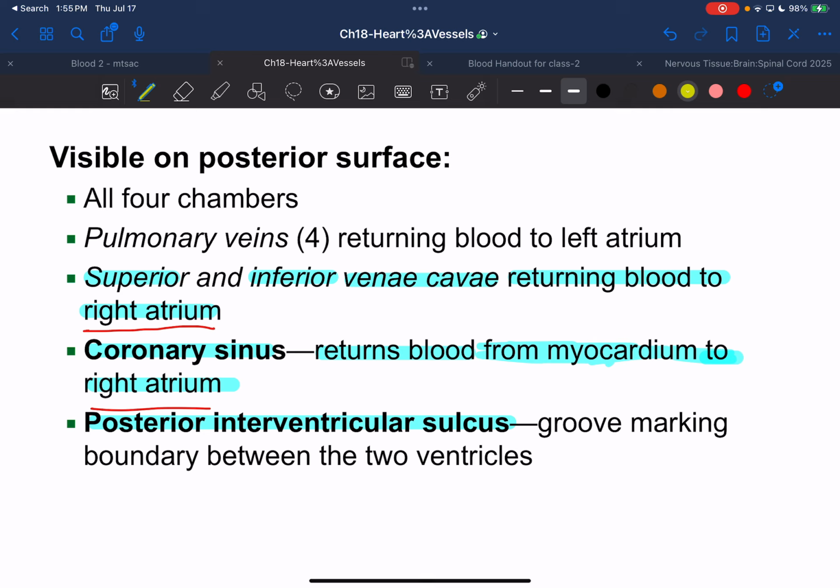The only term to add here is the posterior interventricular sulcus. It's the same thing as the other one in the front. You just switch the name. And again, it's a boundary between the two ventricles. It allows for blood vessels to run through there.